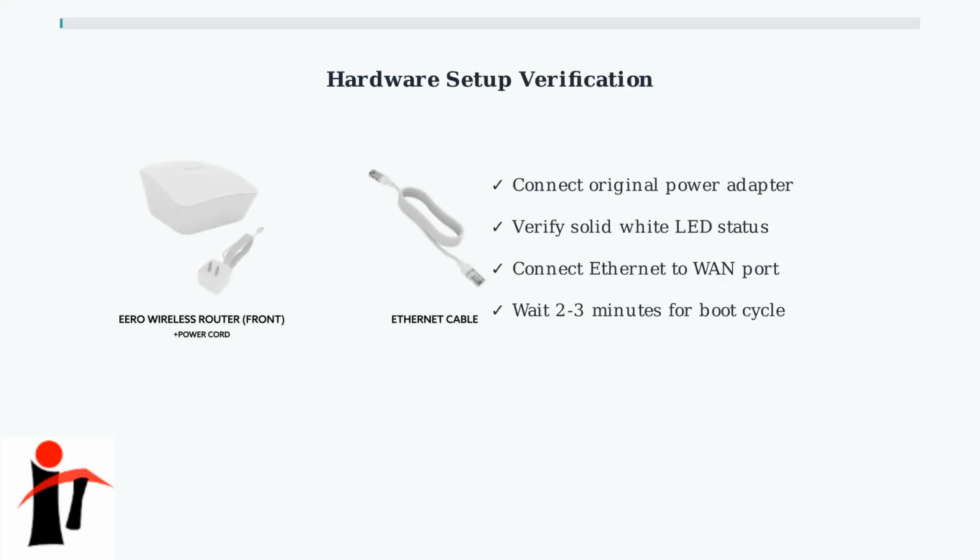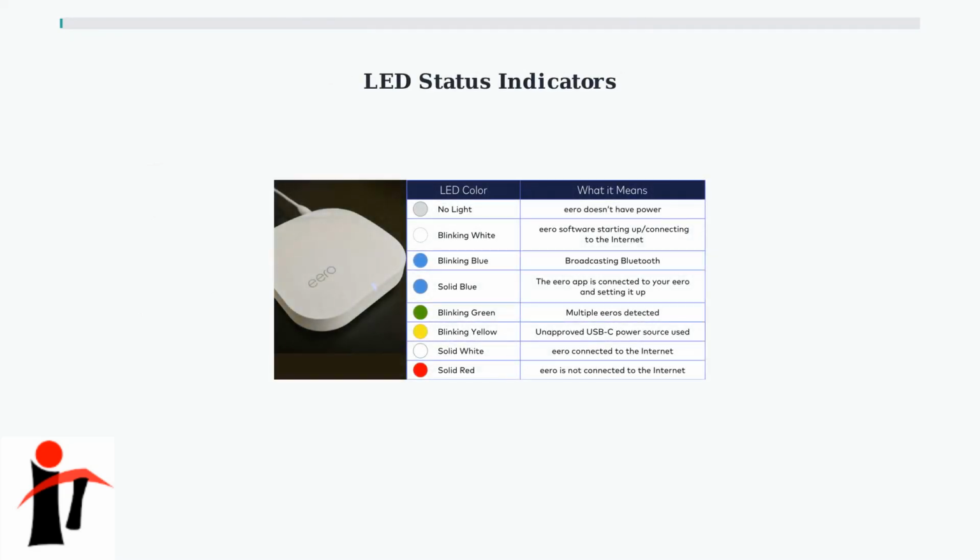First, ensure your Eero Pro 6 is connected to power using the original adapter. The device should show a solid white LED status, indicating it's ready for setup. Understanding LED status indicators is crucial for troubleshooting. Different colors indicate different states during the setup process.